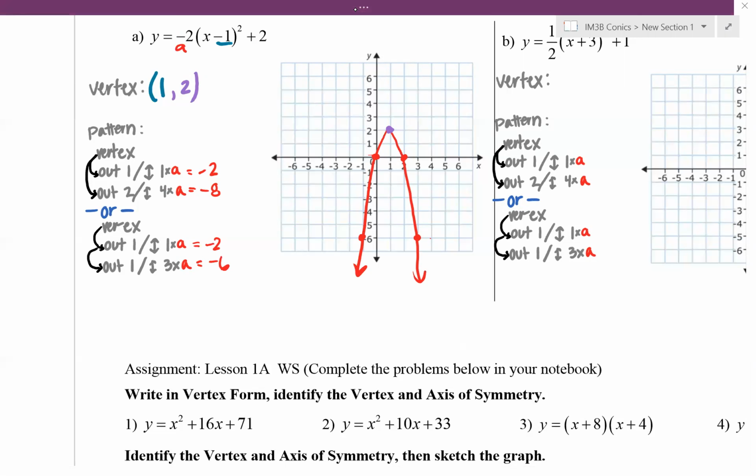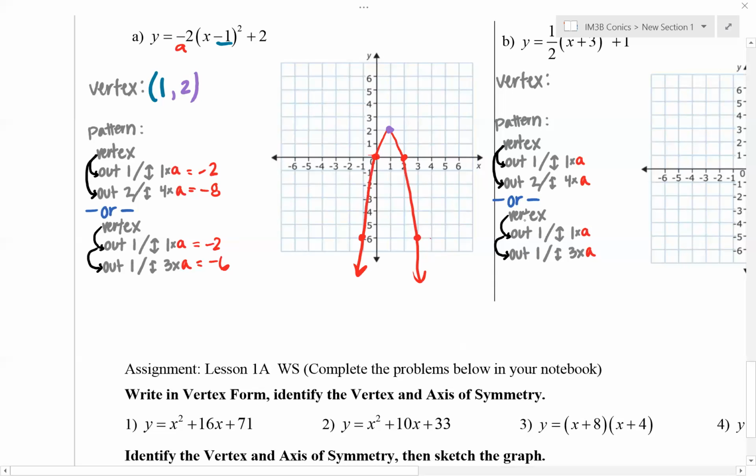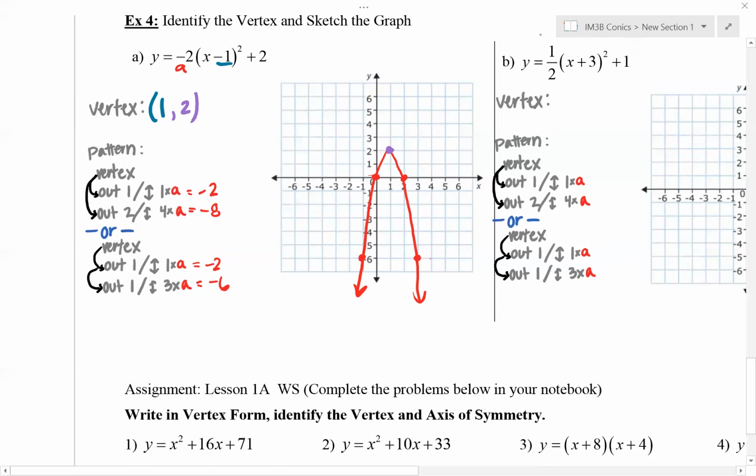I lost the T somehow when I copied and pasted. Okay, since a was -2, it's pointing down, and it's kind of narrow, right? The value 2 made it narrow, and the negative made it point down. If I have a positive 1/2 for my a in the next one, it's going to be pointing up and be more wide. That fraction is going to make it look a lot wider than that graph.